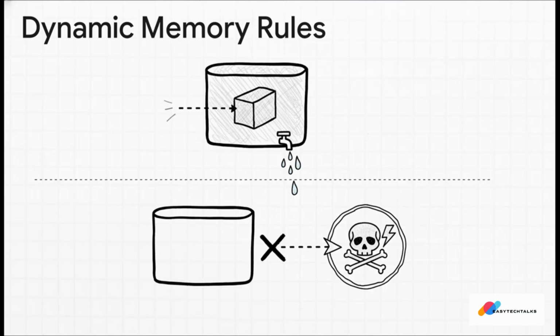And this is super important. It's the classic with great power comes great responsibility. If you use new, you must use delete. If you allocate an array with new square brackets, you have to free it with delete square brackets. If you forget, you create a memory leak, where your program just keeps eating up memory. Even worse, if you try to use a pointer after you've deleted what it points to, you get a dangling pointer. And trust me, that's a one-way ticket to a crash.